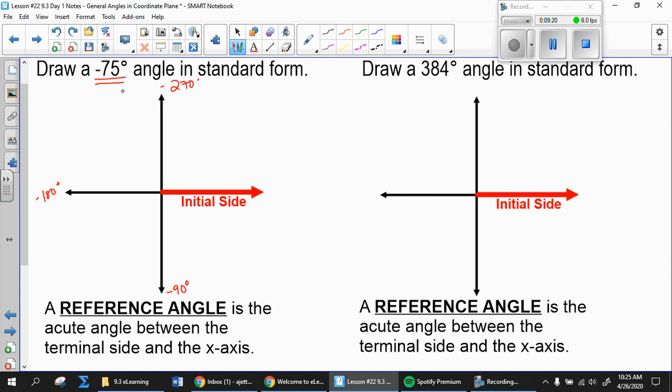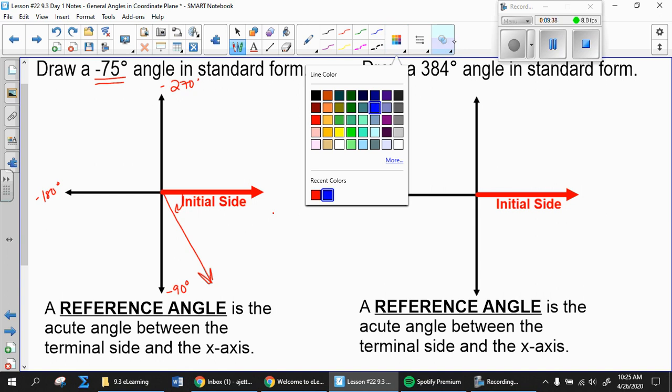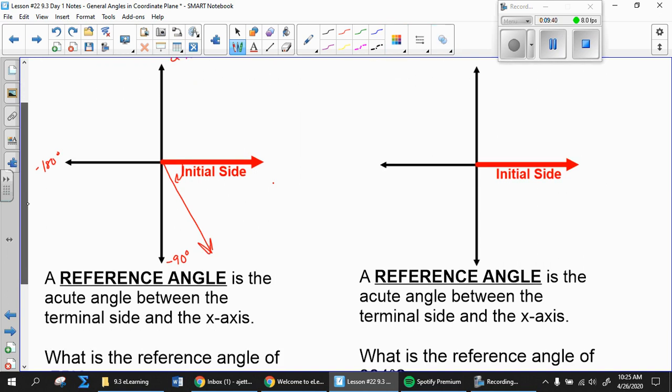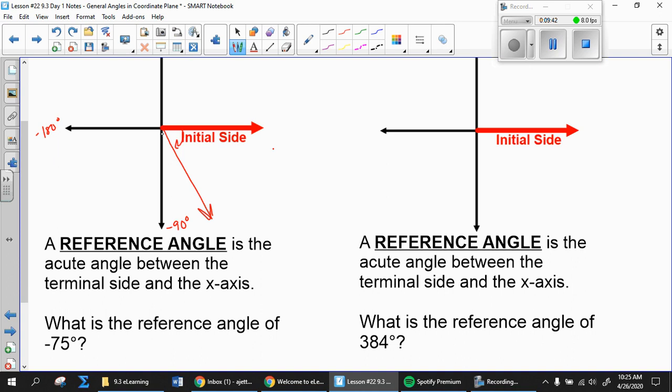All right, so if I'm going negative 75, I'm starting here at 0. I don't make it to negative 90. So my angle is going to be somewhere right here, rotating this direction. Then the only other thing that it's asking for is our reference angle. Remember, the reference angle is that angle created by the terminal side and the x-axis. So that's going to be this angle right here.